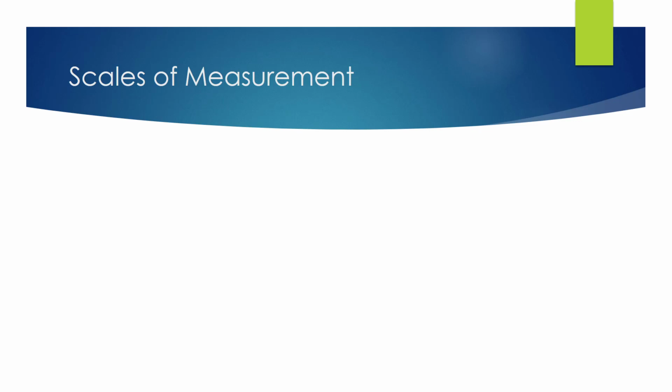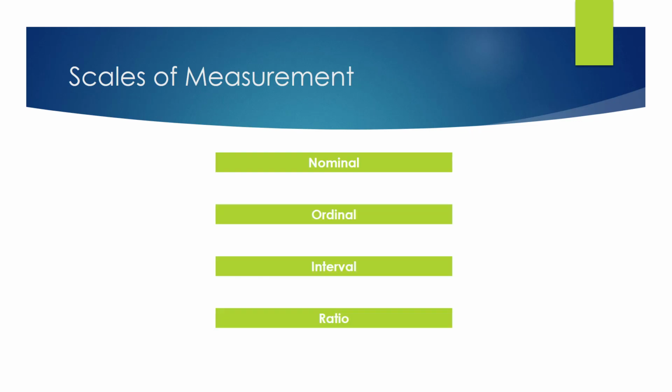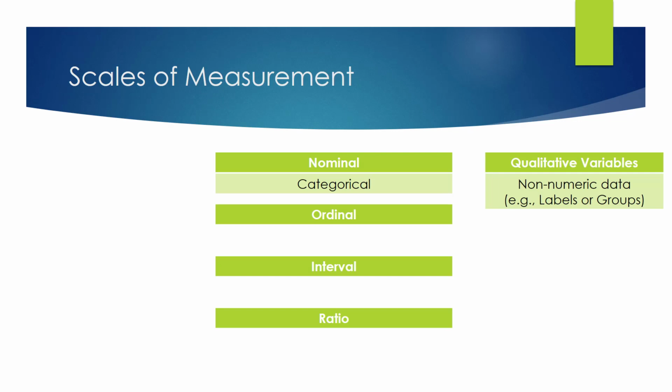With scales of measurement, here we also have 4 major terms that we're going to talk about. So we have nominal, ordinal, interval, and ratio. The nominal scale of measurement is where we're looking at categorical units. And so this is very much related to the types of variables where we have those qualitative variables that are non-numeric data. So ethnicity, again, is a nominal scale of measurement.